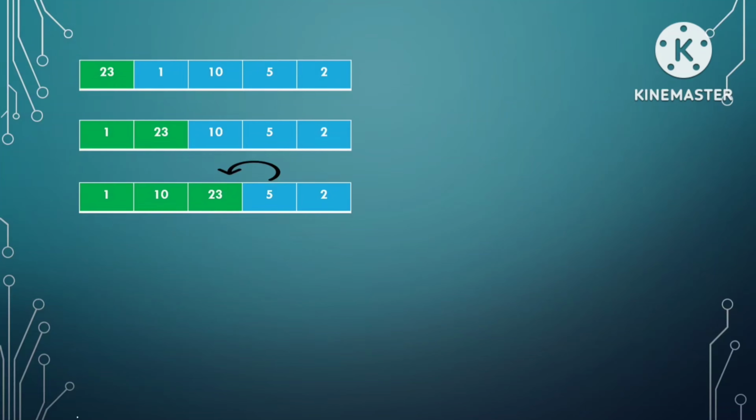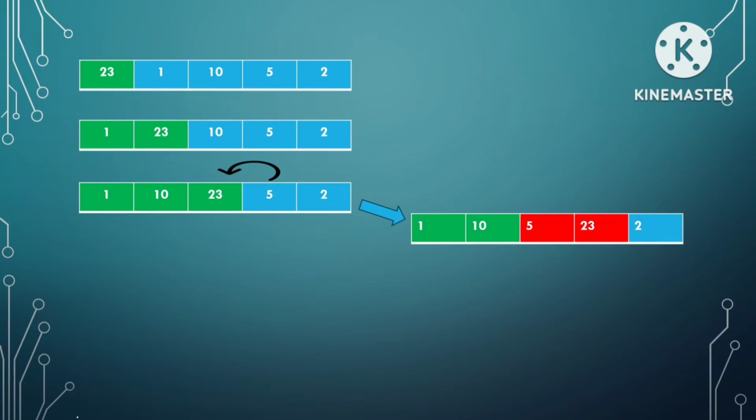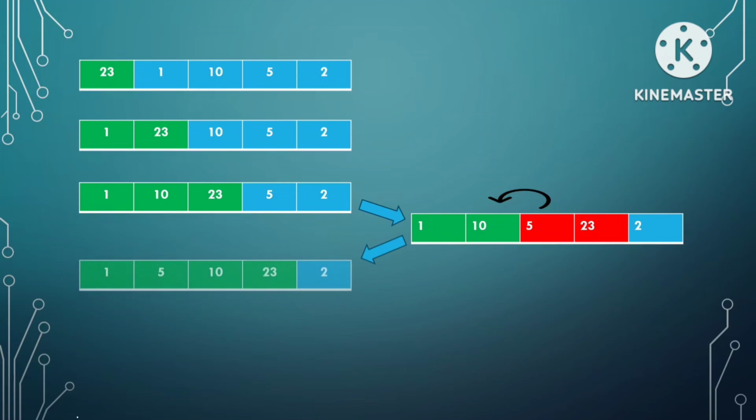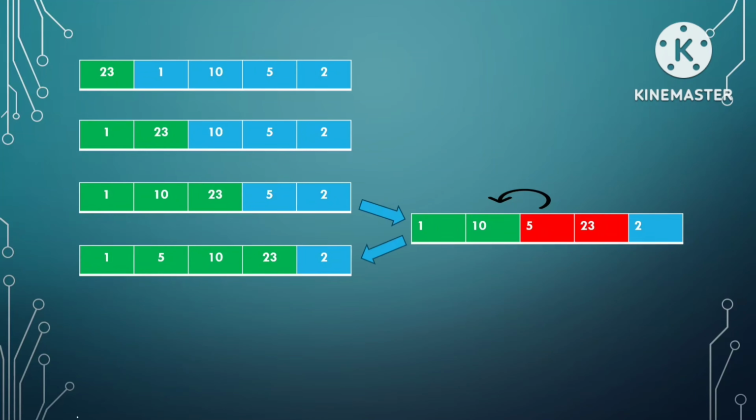Take the next unsorted element. Compare it with the sorted elements. Here 5 is less than 23, so swap 5 and 23. And also 5 is less than 10, so swap 5 and 10. But 1 is less than 5, so we need not swap 1 and 5. Now the sorted part is 1, 5, 10, 23 and the unsorted part is 2.